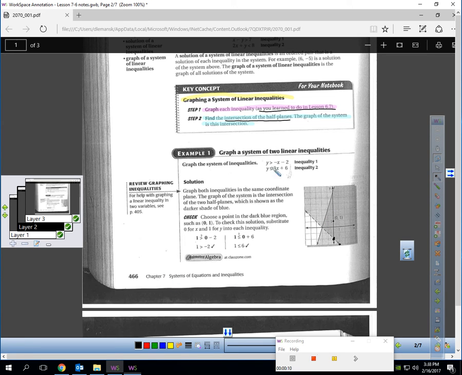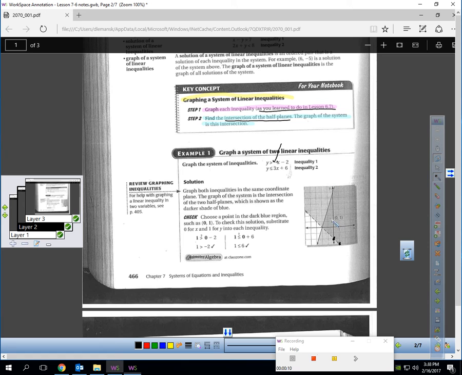Graph this system. Well, you notice these are both in slope-intercept form, so this should be pretty basic. Inequality 1 has a y-intercept of negative 2, so I'll plot it, and a slope of negative 1, which means down 1 over 1, and you can see it's going to create this line, which remember is dotted because I have an inequality, no equal.